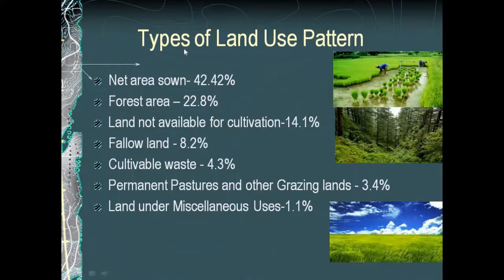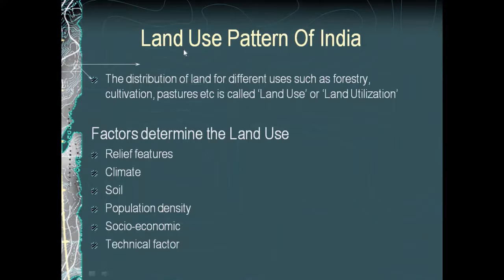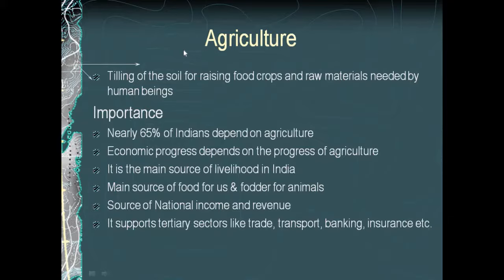Next we discuss agriculture. What is agriculture, what are the types, what is the importance, etc. First, what is agriculture? Tilling of the soil for raising food crops and raw materials needed by human beings. Tilling of the soil to raise food crops for consumption and raw materials for the industries, for agro-based industries. So that is agriculture.